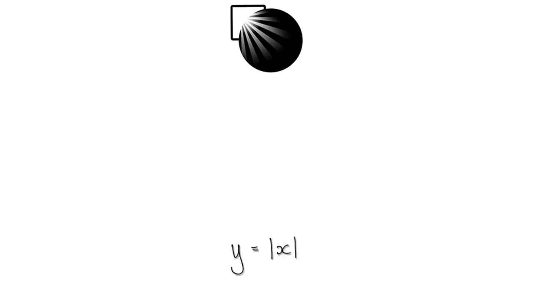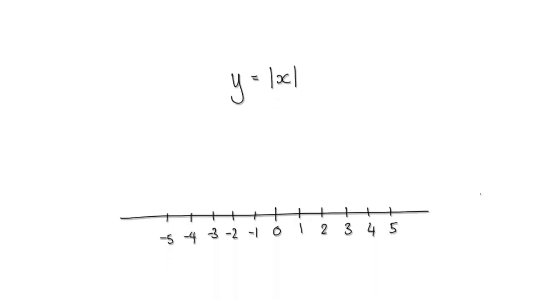In this video, I'm going to introduce you to the absolute value of x. Sometimes it's written as a, b, s, and then x. So the absolute value of x is really the distance away from the origin. So this is your number line.